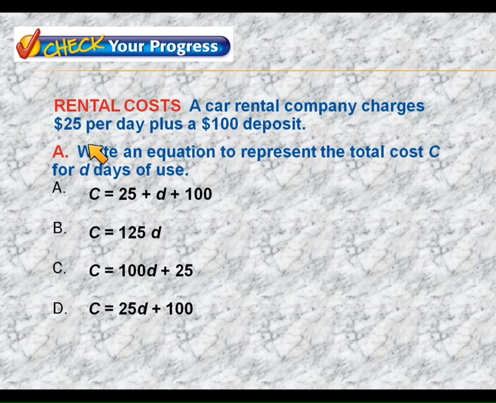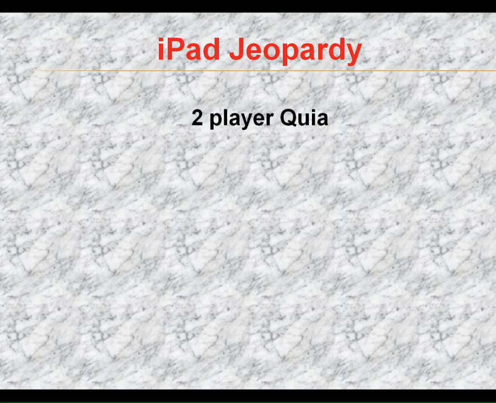Similar thing here, a car rental company is $25 per day plus a $100 deposit. Which of those equations would represent the total cost? If it's a flat fee of $100 plus $25 every day, which of those equations would represent that situation? Yeah, right. $25 every day. So if it was 5 days, I'd plug in 5 for D, take that times 25, plus I'm charged that $100. All right, we're going to do a little iPad activity here.